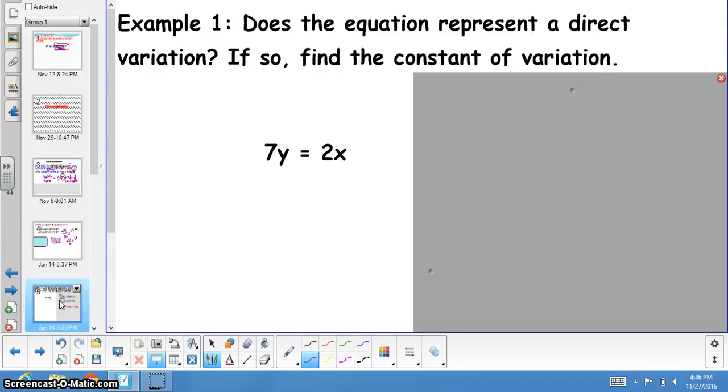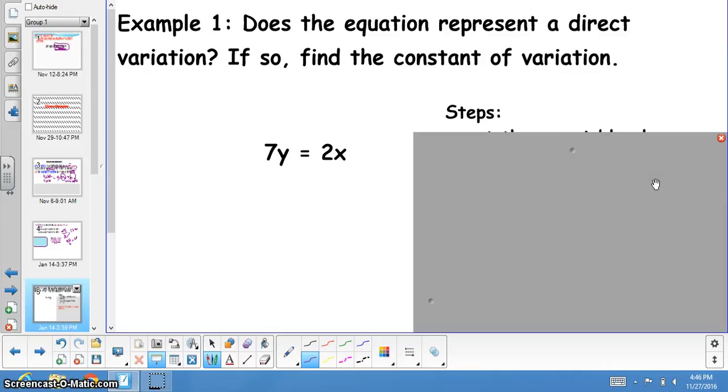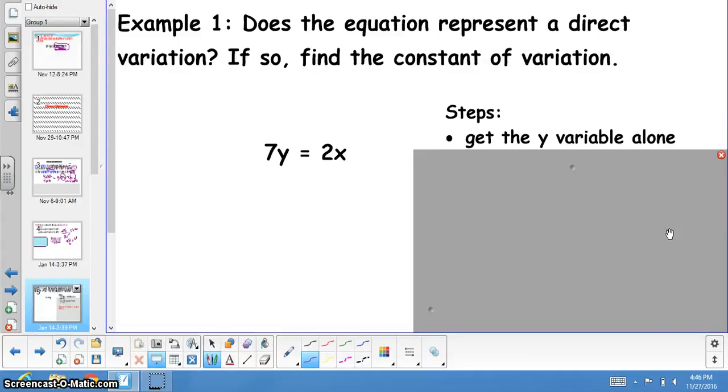So let's continue. Does the equation represent a direct variation? If so, find the constant of variation. Well, here are some steps to see. Again, you may want to get these in your notes to see if this equation represents a direct variation. The first step is to get the y variable alone. Remember a while back, this school year, we solved literal equations. That was the purpose of doing it first, because from that point on, you will see equations that have more than one variable. Here you have a y and an x, and it says to get the y alone.